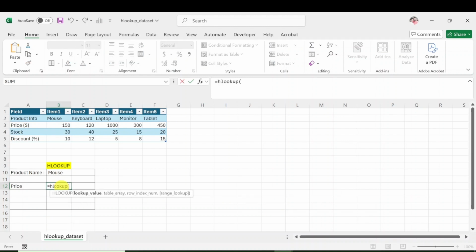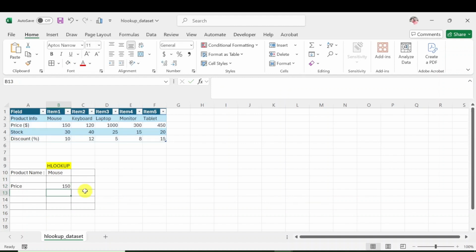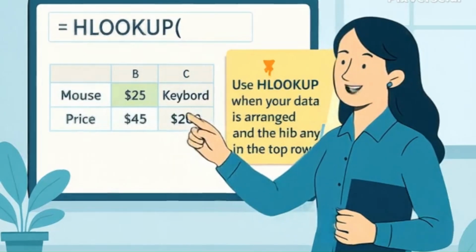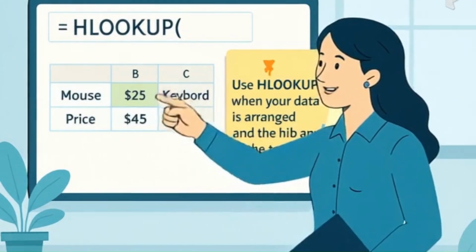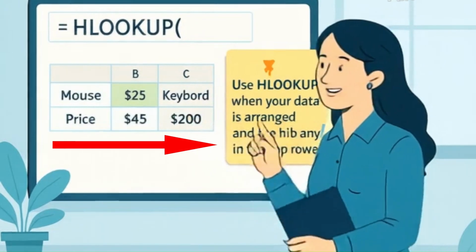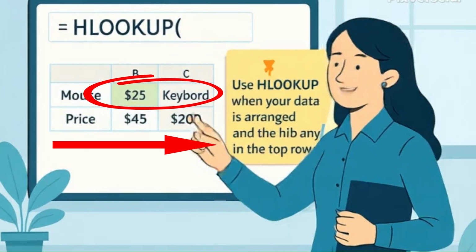Formula equals HLOOKUP. The value you're looking for in the top row, here mouse. And next, select table range A2 to F5. Row number to return the result from is 2. For exact match, type FALSE. Wow, see? Easy result within seconds. Simple and powerful, right? Important notes. Please remember, use HLOOKUP when your data is horizontally arranged and your lookup value is in the top row. Otherwise, HLOOKUP won't work as expected.